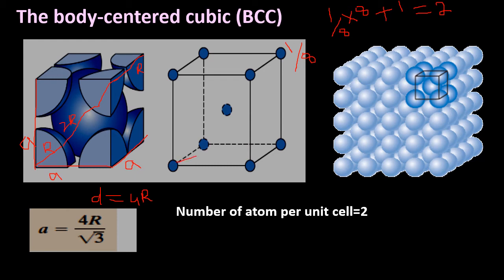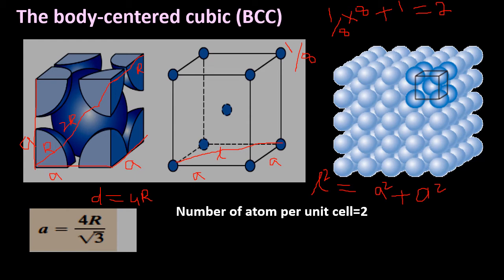So if we draw a line here and take this one triangle, this length is equal to A and this one is equal to A, and we take this length as L. So we can say that L square will be equal to A square plus A square. So this is equal to 2A square.